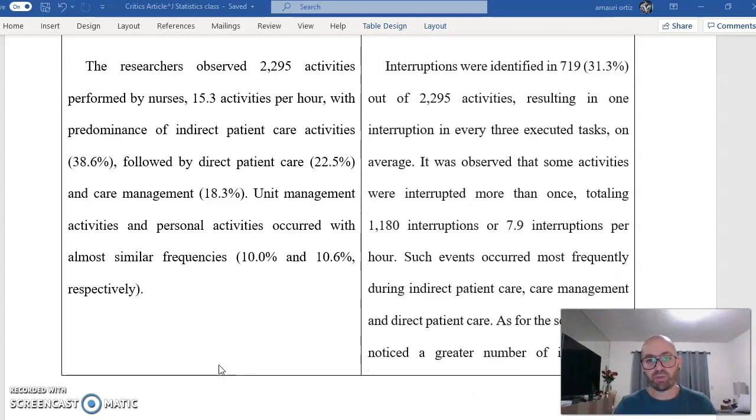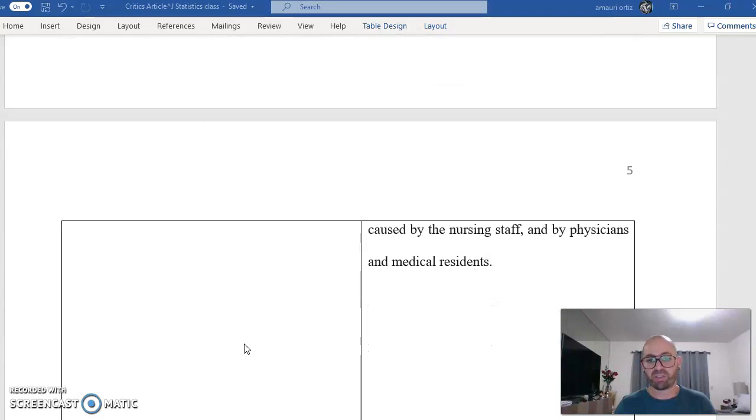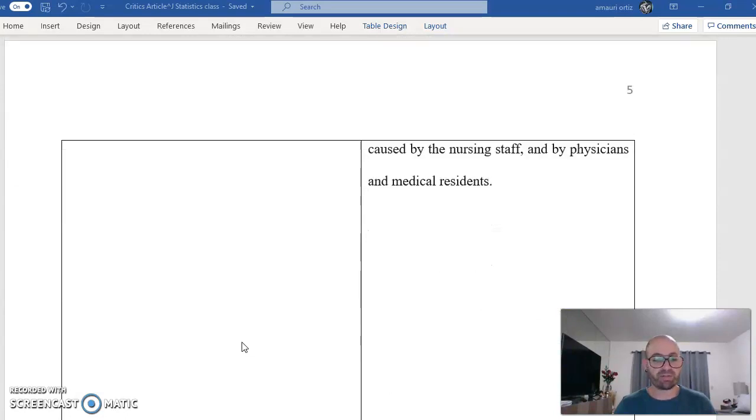The conclusions. Interruptions were identified in 719 cases, the 31.2% out of 2,295 activities, resulting in one interruption in every 3 executed tasks on average. It was observed that some activities were interrupted more than once, totaling 1,180 interruptions or 7.9 interruptions per hour. Such events occur more frequently during indirect patient care, care management, and direct patient care. As for the source, it was noticed a greater number of interruptions caused by the nursing staff and by physicians and medical residents.